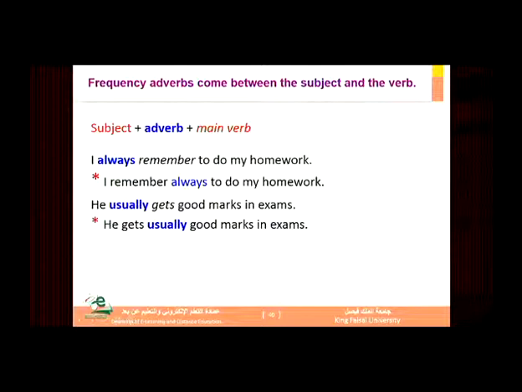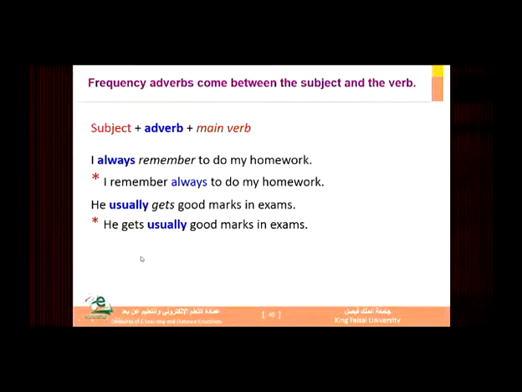Okay, now if you look at this rule that can help us understand and remember where to place the adverb, we start with the subject, then followed by the adverb, then the main verb. In other words, the adverb comes between the subject and the main verb.